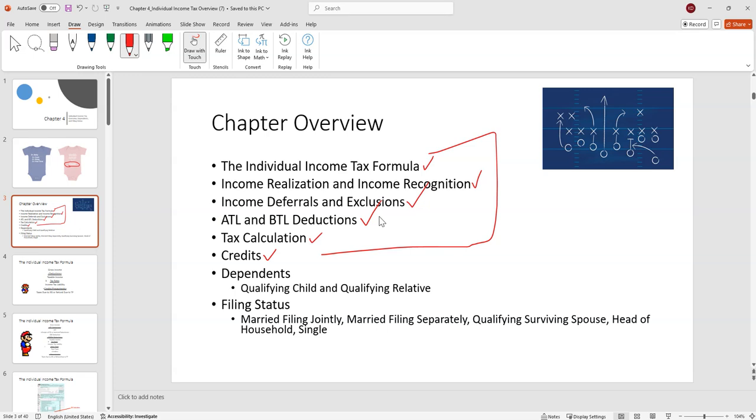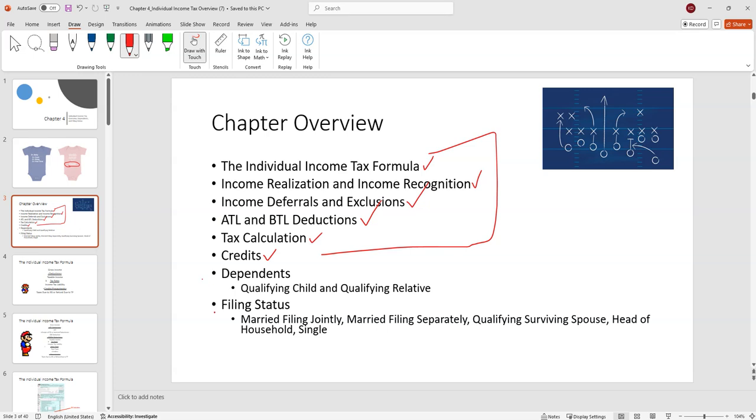And again, we're going to look at this high level. When we look at, for example, income, deductions, credits, don't worry, we will have separate chapters on each of these line items. So right now it's just getting the fundamentals, the blocking and the tackling down. So that'll be lecture 1.